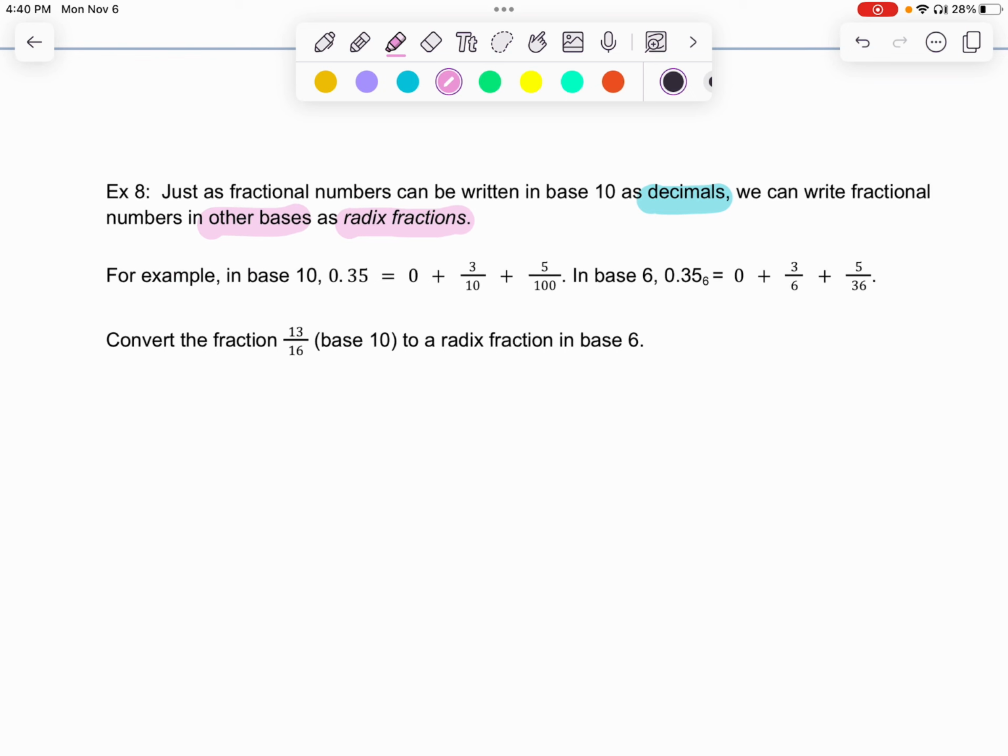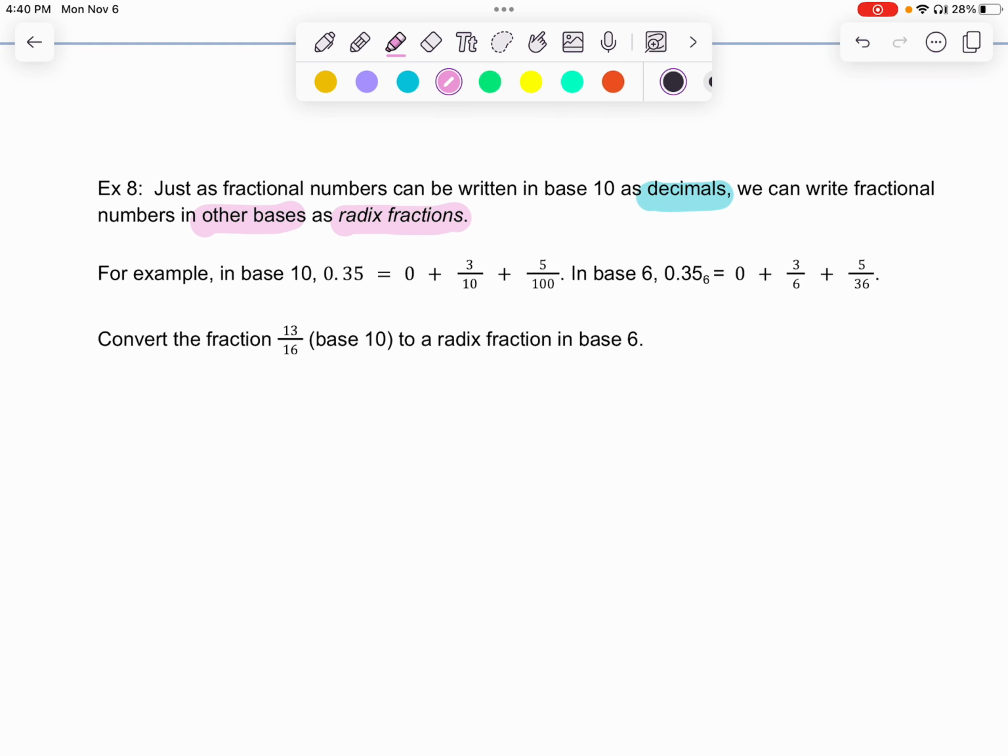So we see this example here, and they start out by telling us that if we had 0.35 in base 10, that's like saying that we have the whole number 0 plus 3/10 plus 5/100. You can also think of that as 3 over 10 to the power of 1, 5 over 10 to the power of 2. And the same thing can be said for if we were to have a decimal in base 6, we just divide by 6, divide by 36, and so on. So what we're supposed to do here is convert this fraction, 13/16 in base 10, into a radix fraction in base 6.